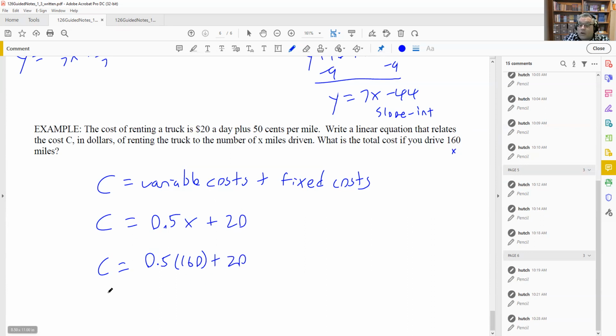And now I'm just going to compute this. Half of 160 is 80. So I have 80 plus 20. Order of operations says I have to do multiplication first. That's why I did that step first before I added it. And so now the total cost is going to be $100. So if I drive 160 miles, then the total price that I pay would be $100.